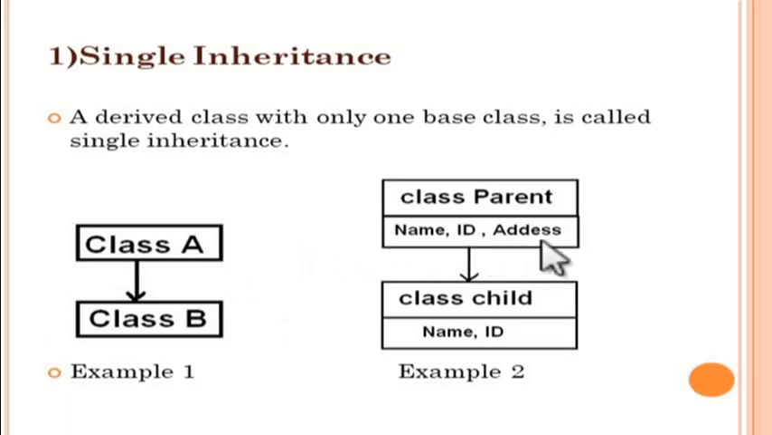Let's see the example: there is one parent class and the new class is the child class. The child class is accessing the properties of the parent class, meaning a single derived class and a single base class. So it is called single inheritance.